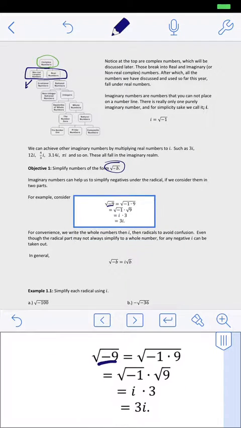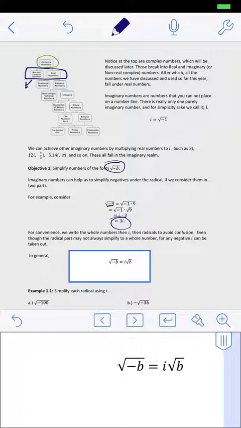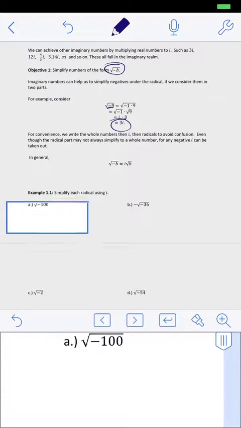We know that the square root of -1 is equal to i, and the square root of +9 is equal to +3. And so we arrive at 3 times i. So that's how you can reduce it. You can think of it in two different parts. In other words, the square root of a negative number is equal to i times the square root of that positive number. Okay, let's do another one just to be sure.